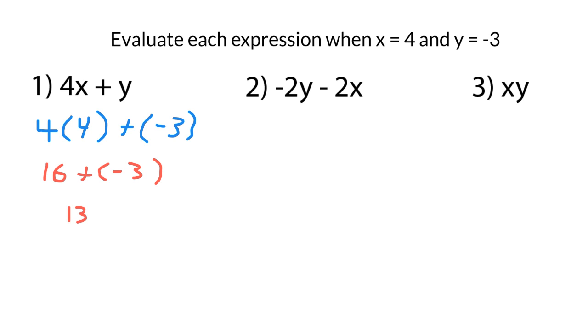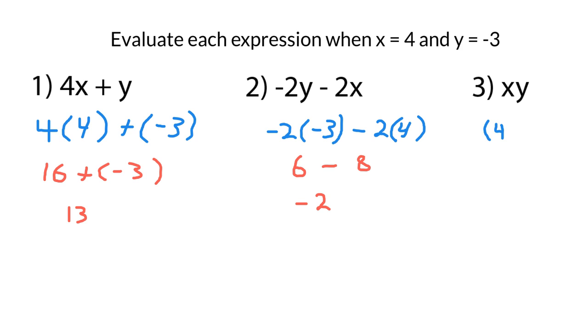For the next one, I'm going to replace the y with -3. So we got -2 times -3. Subtract. And then I'm going to replace the x with a 4. -2 times -3 makes +6. Subtract 2 times 4 is 8. 6 subtract 8 makes -2. For the third one, I'm going to replace the x with a 4, put it in brackets, and replace the y with -3 in brackets, which means 4 times -3, and I would get an answer of -12.